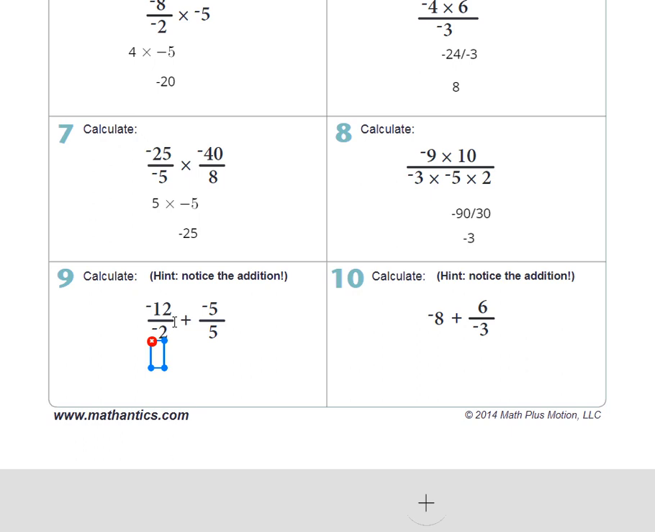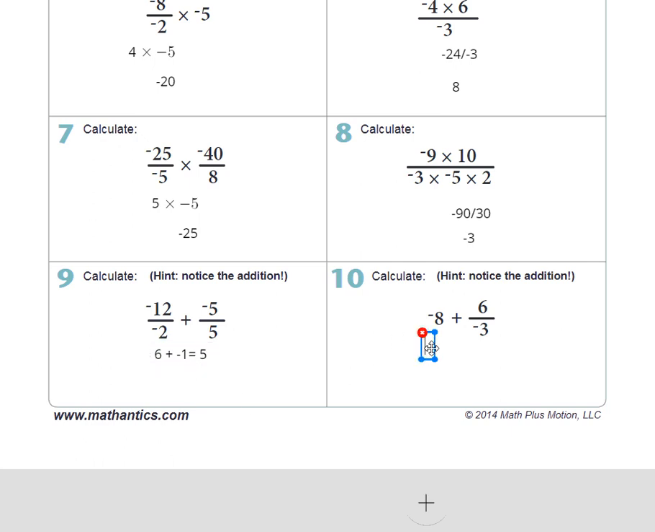We got negative 12 divided by negative 2. 12 divided by 2 is 6, and 2 negatives makes it a positive, plus negative 5 divided by negative 5 is 1, and 1 negative makes it negative. So 6 plus negative 1, which equals, that's the same as 6 minus 1, which is positive 5.